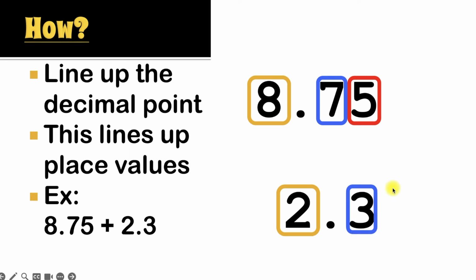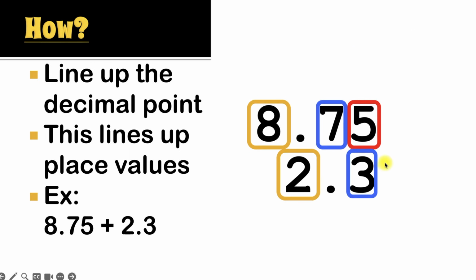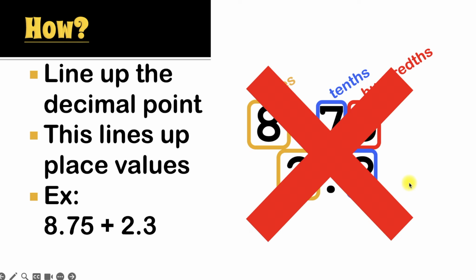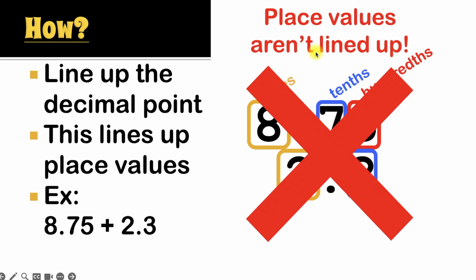Well, if we treat this like any regular addition problem, we'll just stack the numbers one on top of the other. But here we have the ones place, here we have the tenths place, here we have the hundredths place. But look, the hundredths place is lined up on top of the tenths place. This tenths place is just over a decimal point. The ones place values are barely lined up, which means can we add this? Not at all, because the place values aren't lined up.